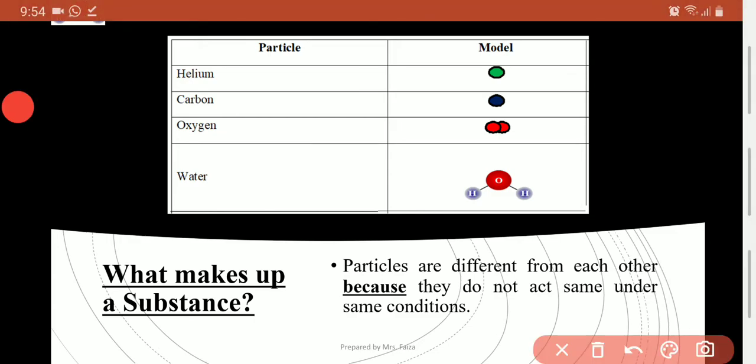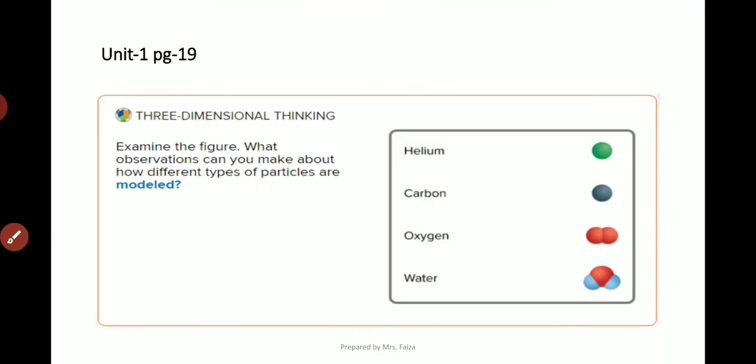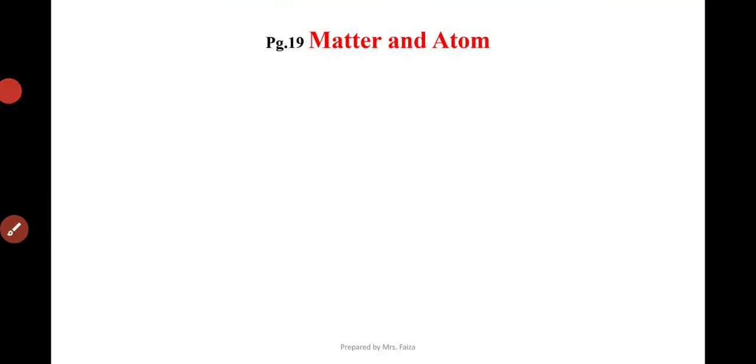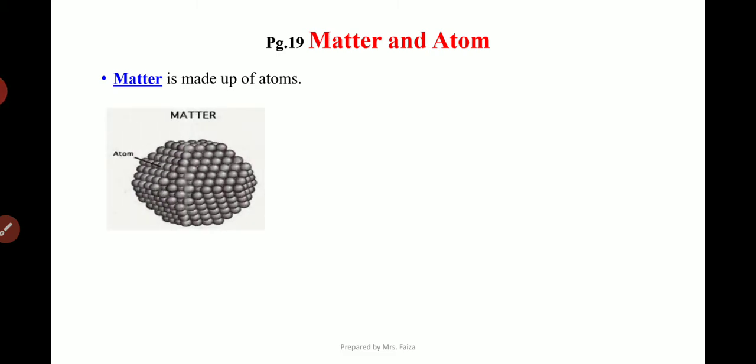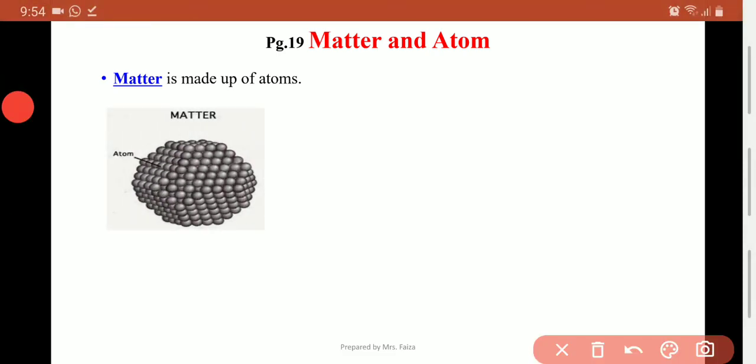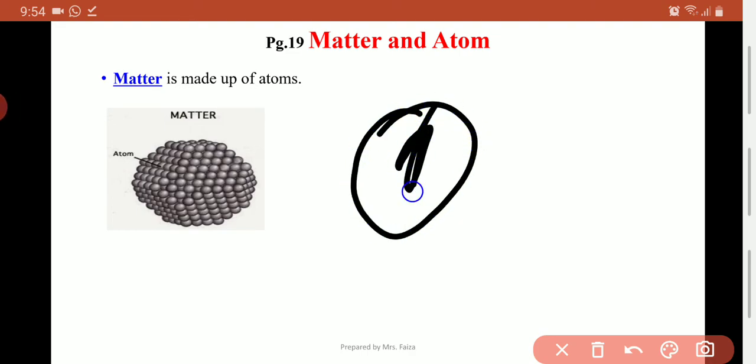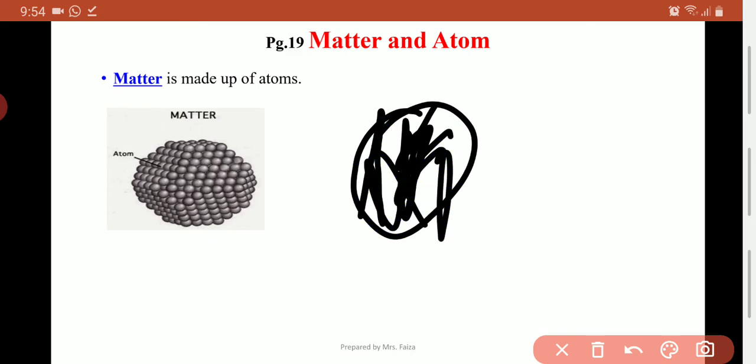Okay, what makes up a substance? Particles are different from each other because they do not act the same under the same conditions. Like helium, helium does not act like water or oxygen or carbon. Matter is made up of atoms. Let's think of this atom as a black ball. Everything in the black ball is called an atom. The circles are called atoms.